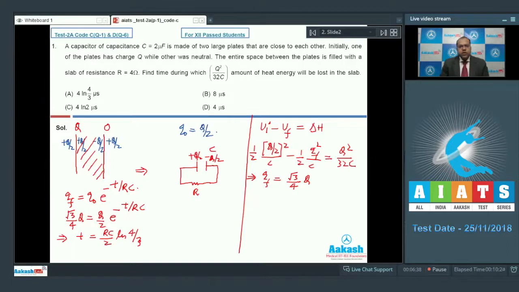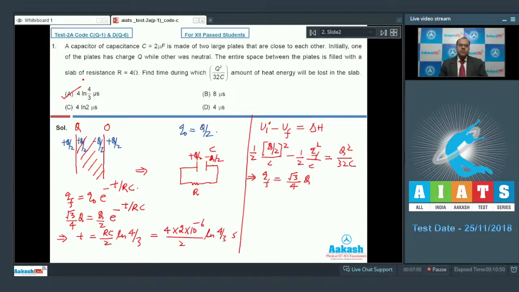If I substitute the value of R and C, the value of R is 4 ohm and the value of C is 2 microfarad, that is 2 into 10 to the power minus 6, so t is 4 into 2 into 10 to the power minus 6 divided by 2 ln 4 by 3 second. If I write in terms of microseconds, then I can say that option A is the correct answer. So the correct answer for question number 1 is option A.